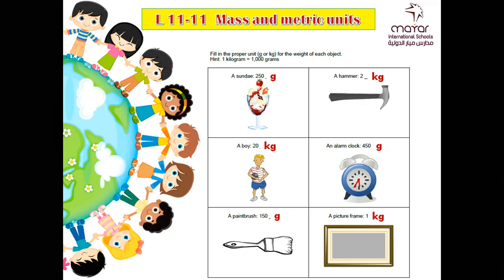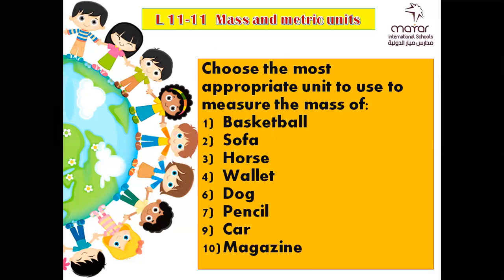Did you see how we choose the unit? It's easy. Think a little bit, is it light or heavy? Now choose the most appropriate unit. I need you to open your notebook and solve with me. I'm going to give you 5 minutes. The mass of a basketball, remember that we play with. Sofa, horse, wallet, dog, pencil, car, magazine.